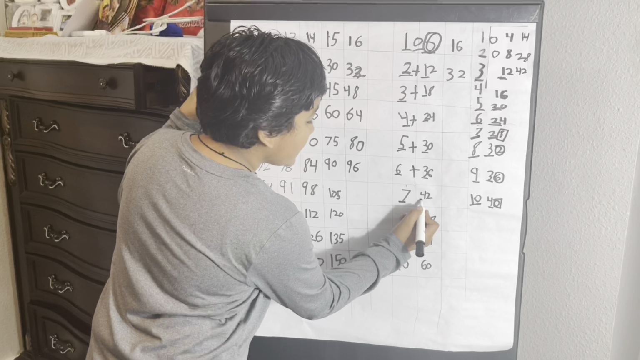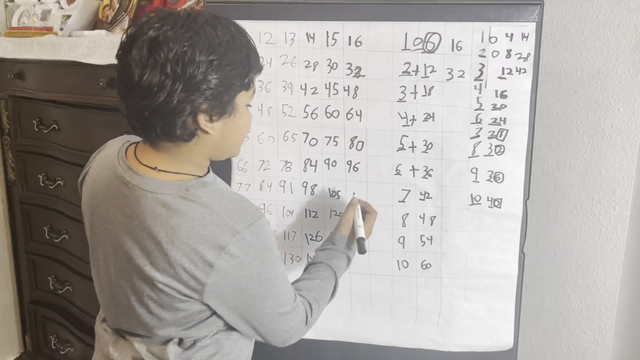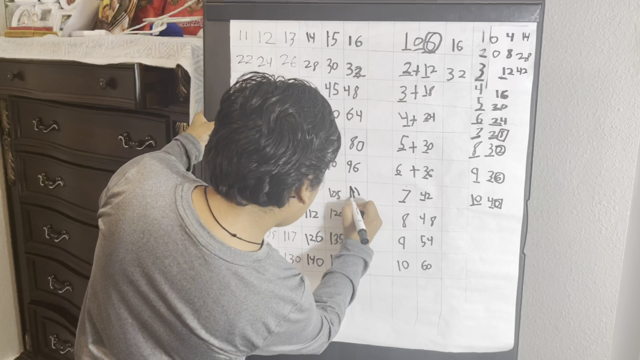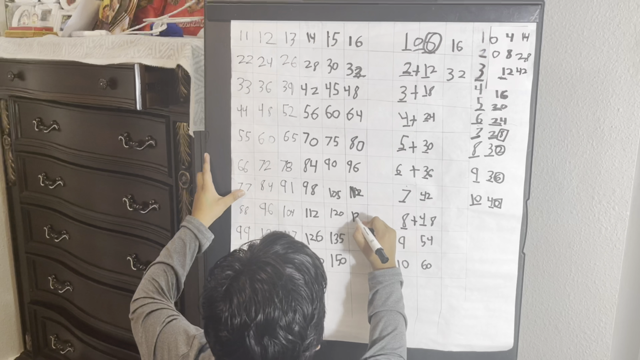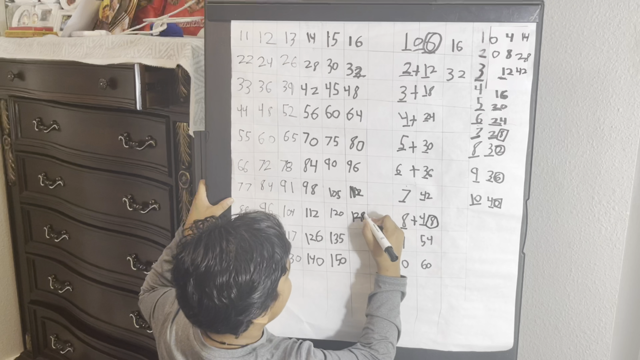And then 7 plus 4 equals 11. So you write the 11 right there. And then you take the 2 and write it right there. So that would be 112. And then you do the 8 and the 4. You add that together, which would equal 12. And so you put the 12 right there. And then you take the 8 and then you put it right there.